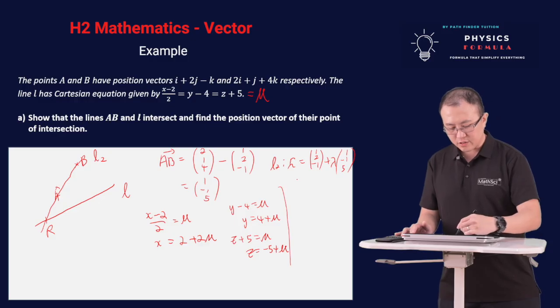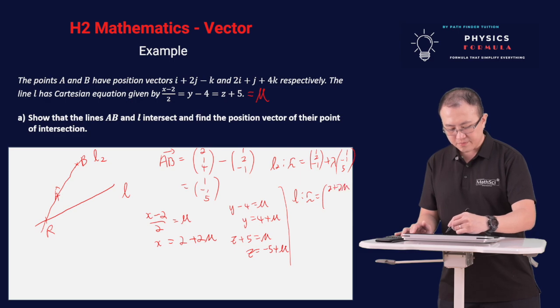Then after that, the equation of the line L will then be r equals to (2 plus 2 mu, 4 plus mu, minus 5 plus mu). Then we separate it, we will get (2, 4, minus 5) plus mu (2, 1, 1).